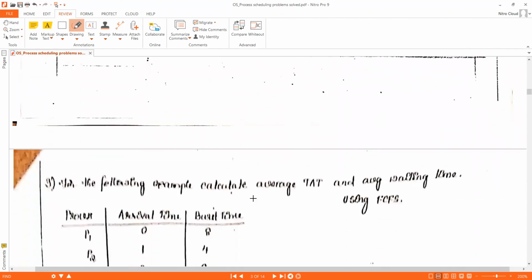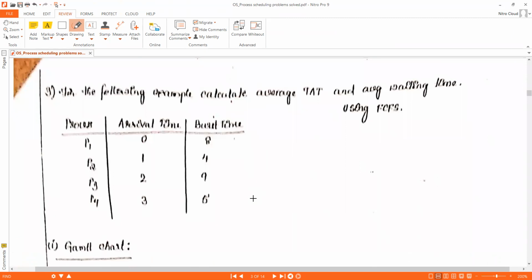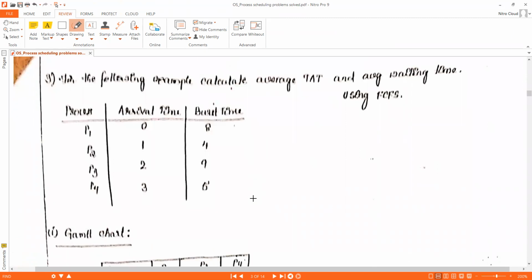Okay, we'll see another problem. This is also an example problem for first come first serve scheduling. Here, for the following example, calculate the average turnaround time and average waiting time using first come first serve scheduling. Here the processes are given like this: process 1, process 2, process 3, and process 4. And arrival times are also given.